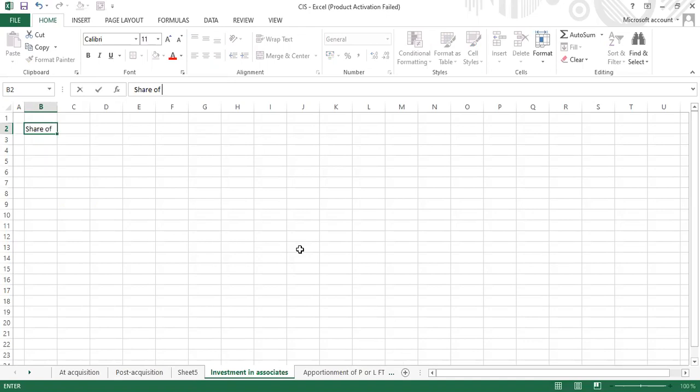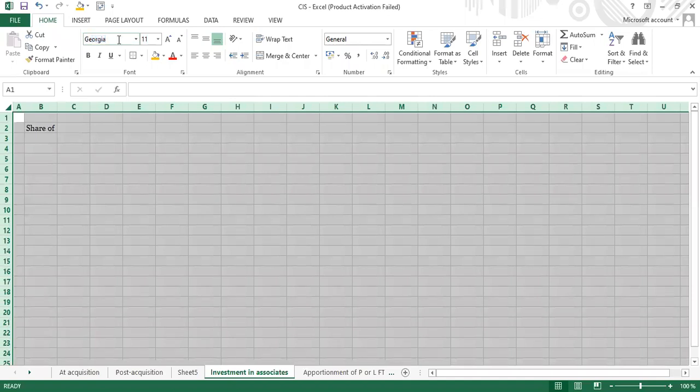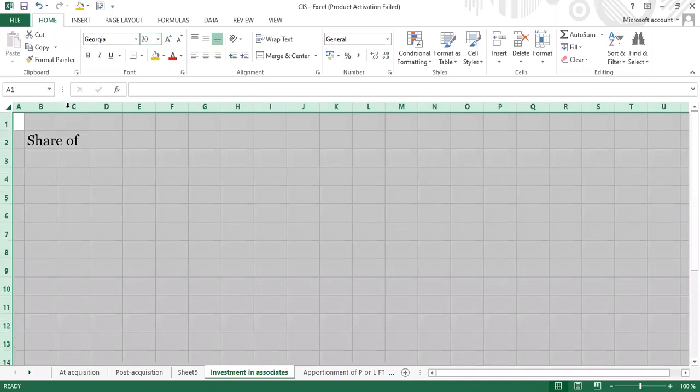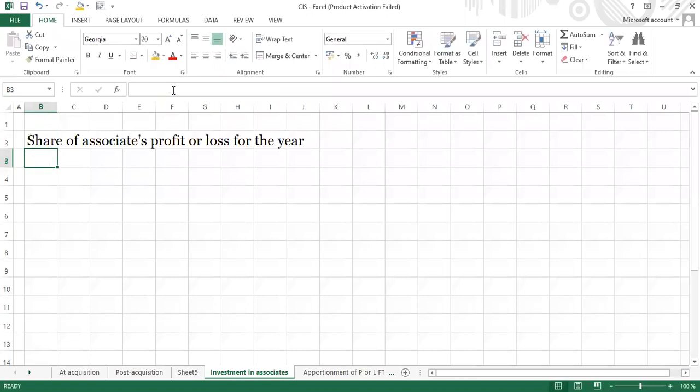Here is how the associate will affect the income statement. The associate will affect the income statement through what they call share of associates' profit or loss for the year. So how is that calculated? First, let me just use the PDF document and project.